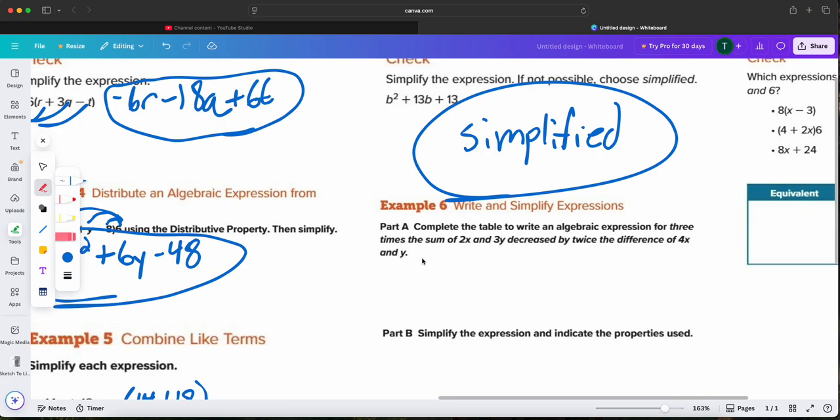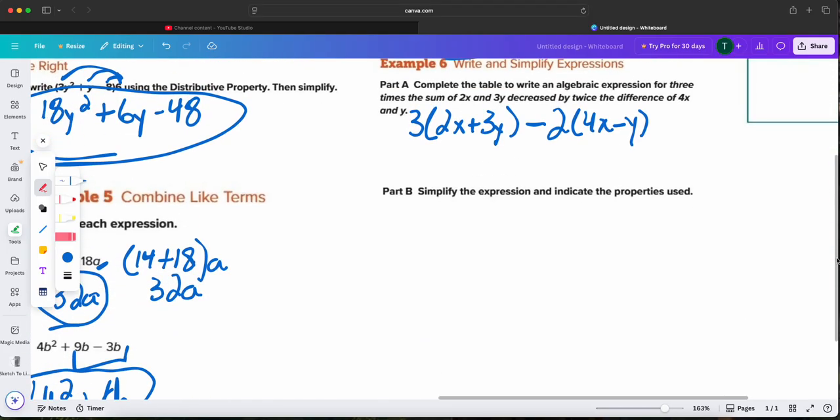So it says 3 times, so we're going to have 3, and we're going to be multiplying. Since it says the sum, we're multiplying that whole thing by this. So 2x plus 3y. Then it's decreased, so minus, twice, so 2. And then it's being multiplied by the difference, so subtraction. So 4x minus y. So now we need to go through and simplify this to answer the next question.